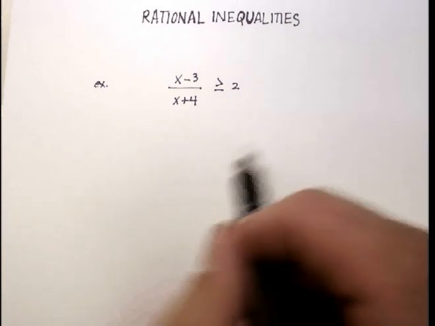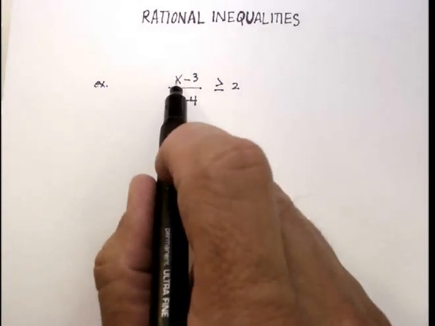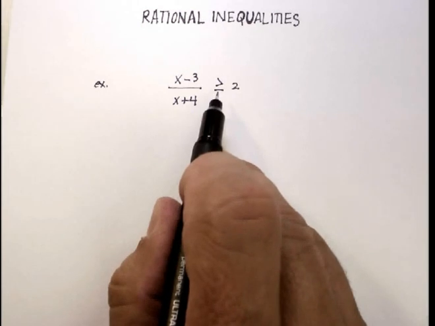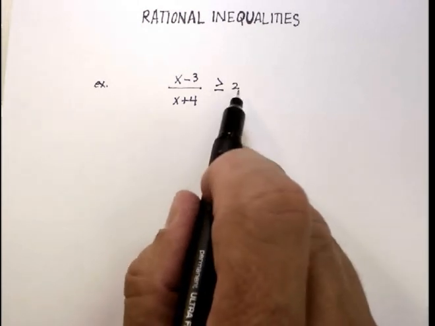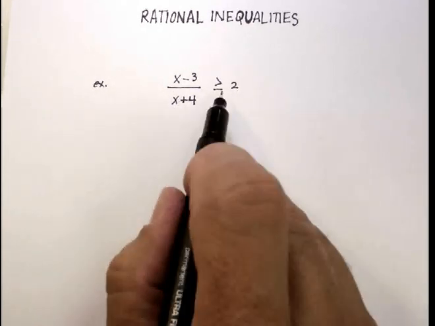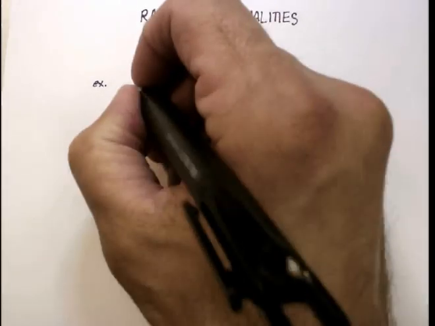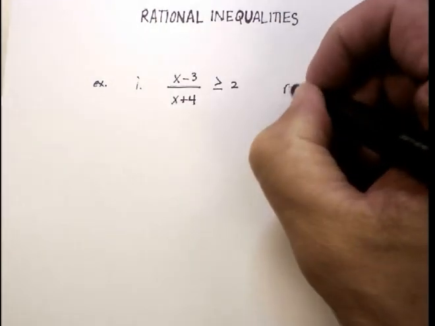So what I want to try to do is find all the x's that I can plug into this side that will result in an inequality that's greater than 2. So it results in a fraction that's greater than 2. Now, how do you do that? Well, your first step is to find restrictions.